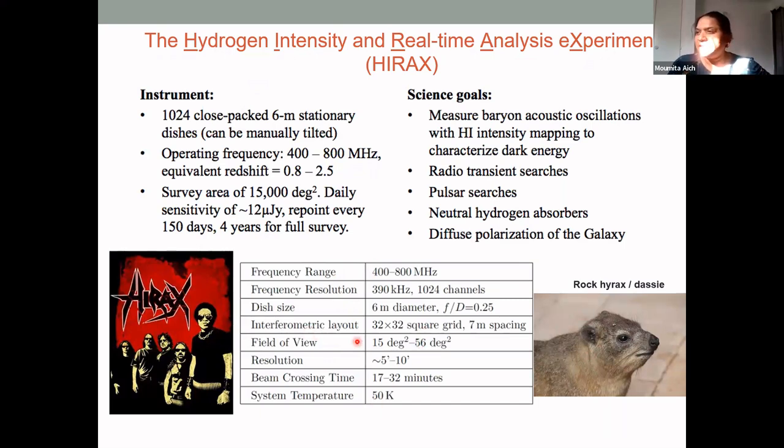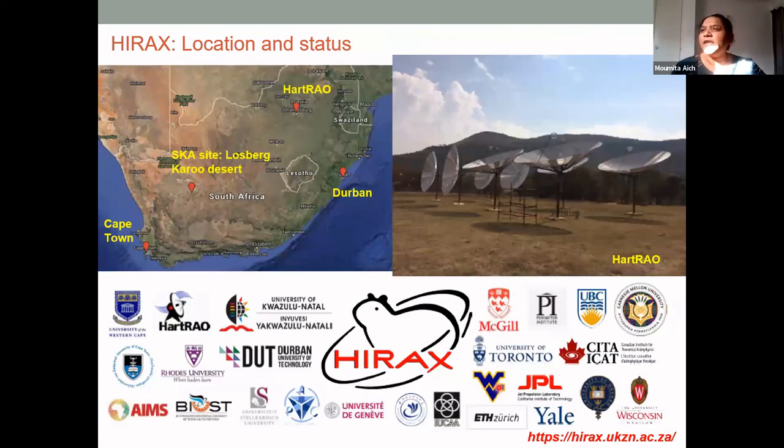And this is basically the specifications for HIRAX. It's between 400 and 800 megahertz, basically to capture the redshift range for dark energy. The dishes are 6 meters in diameter. So that is basically the HIRAX specifications. The location of HIRAX will be somewhere in Loeriesfontein, in the Karoo Desert.